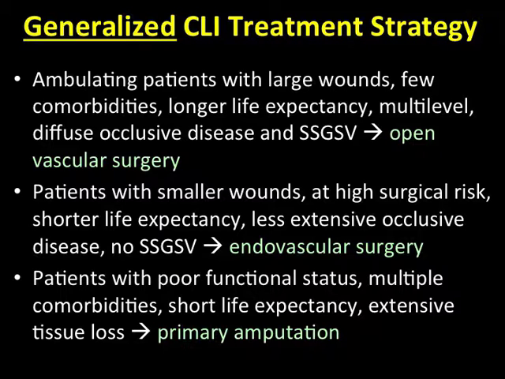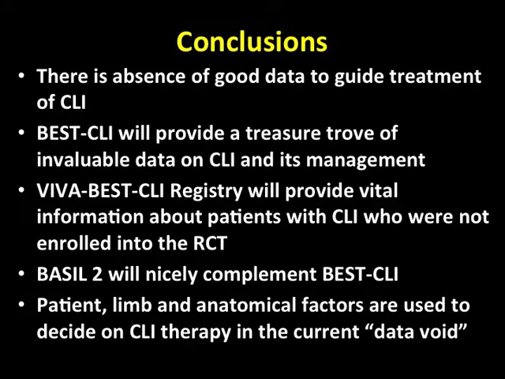Basically, ambulating patients with large wounds, few comorbidities, longer life expectancy, multi-level diffuse occlusive disease, and single-segment great saphenous vein get open vascular surgery in my practice. Patients with smaller wounds at high surgical risk, shorter life expectancy, less extensive occlusive disease, and no good vein get endovascular surgery. Patients with poor functional status, multiple comorbidities, short life expectancy, and extensive tissue loss get primary amputation in my practice.